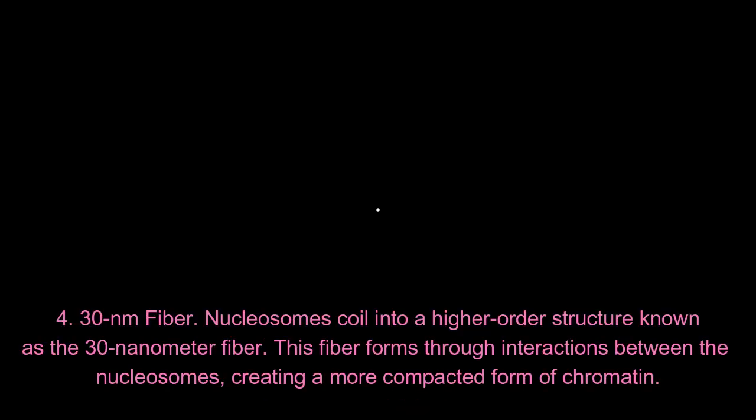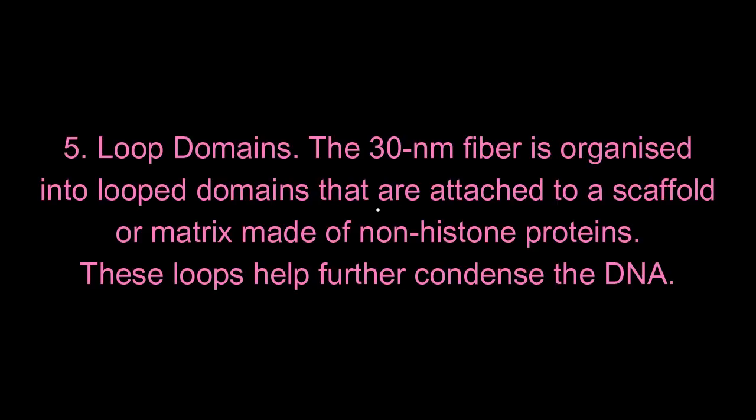4. 30 nanometer fiber. The nucleosomes coil into a higher order structure known as the 30 nanometer fiber. This fiber forms through interaction between the nucleosomes, creating a more compacted form of chromatin. 5. Loop domains. The 30 nanometer fiber is organized into loop domains that are attached to a scaffold or matrix made of non-histone proteins. These loops help further condense the DNA.